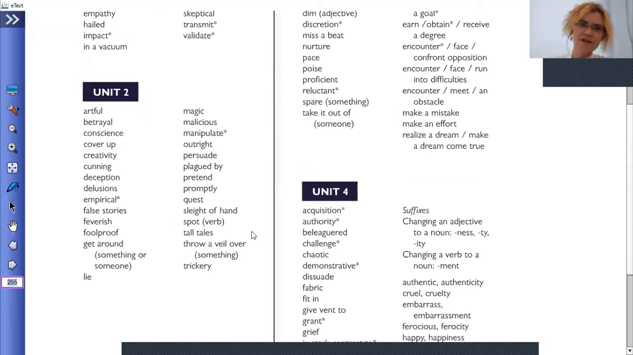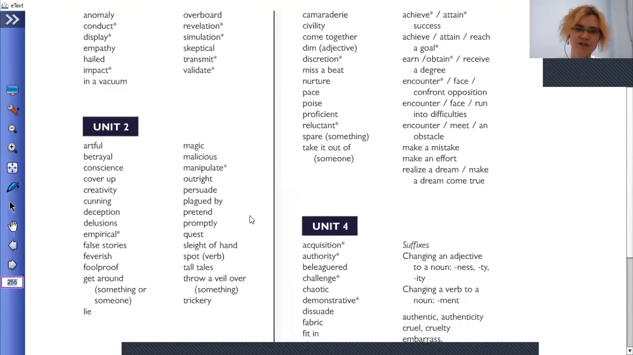So artful betrayal, conscience, cover up, creativity, cunning, deception, delusions, empirical, false stories, feverish, foolproof, get around something or someone, lie, magic, malicious, manipulate, outright, persuade, plagued by, pretend, promptly, quest, sleight of hand, spot, tall tales, throw a veil over something, and trickery. So those are the words for Unit 2.